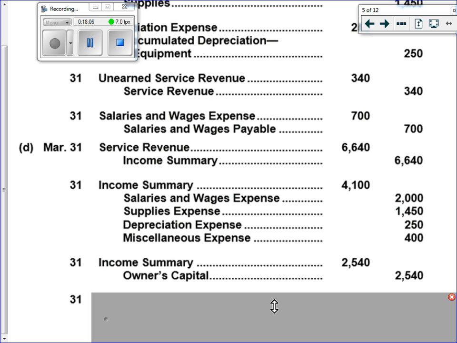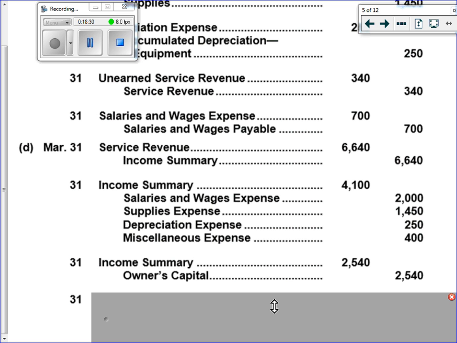Our last one, what you wrote in your side margin. What kind of hit is the owner going to take here? Drawing. Okay, we need to close drawing. Drawing has a debit balance, so to close it, we're going to credit it, because if we debit it, it would double. Where are you going to find the number?